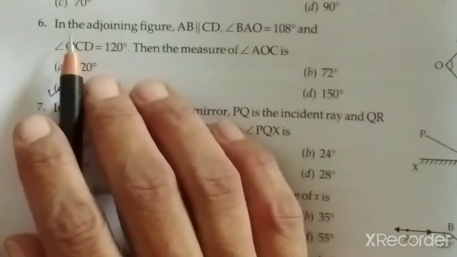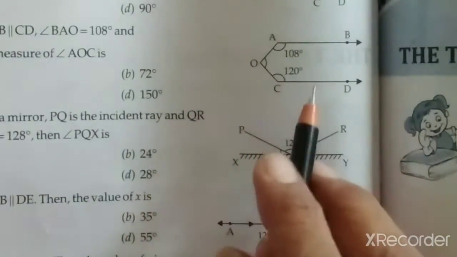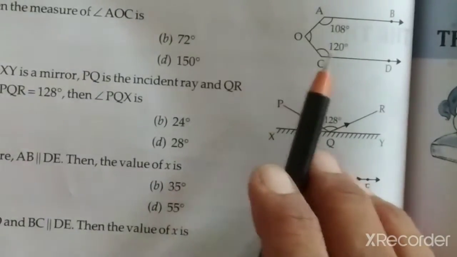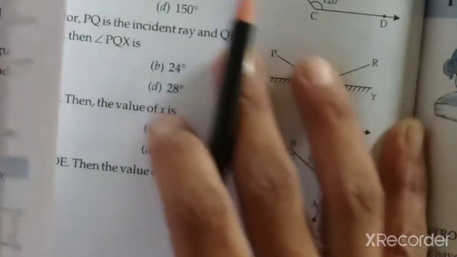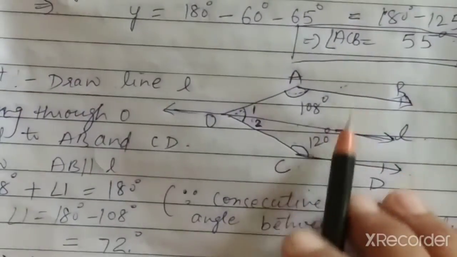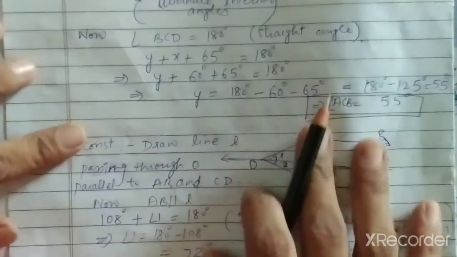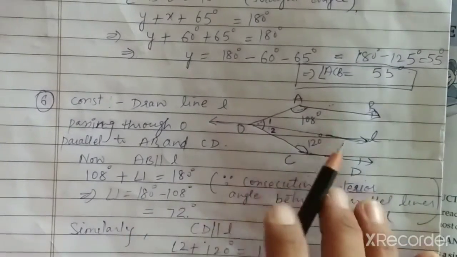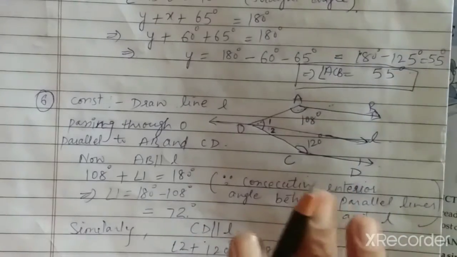Now in the next sixth sum, in the adjoining figure, AB parallel to CD. AB is parallel to CD and angle BAO, this angle is 108 degree and angle OCD, this angle is 120 degree. We have to find angle AOC, this angle. Okay, you can see students, यहाँ पे देखिए these are parallel lines. Let us construct a line L passing through O and parallel to these two lines. Okay, so L is parallel to AB and also L is parallel to CD.